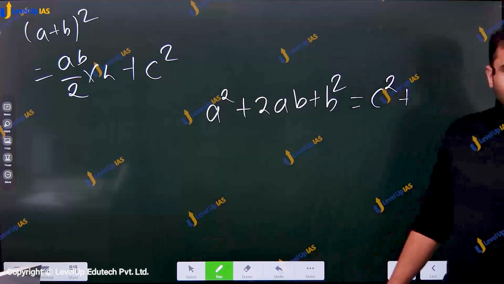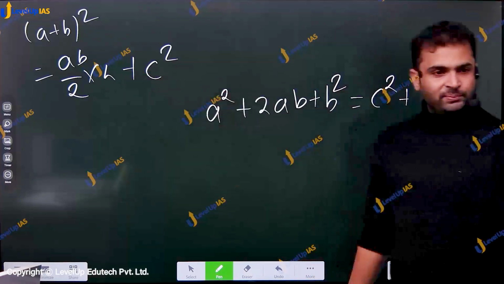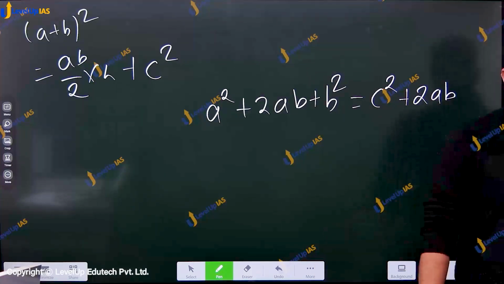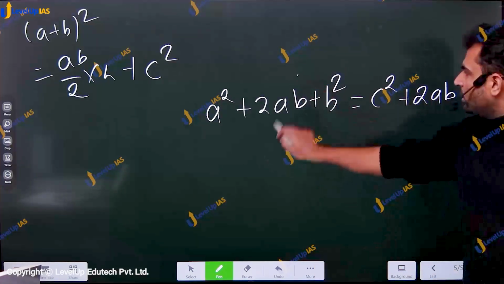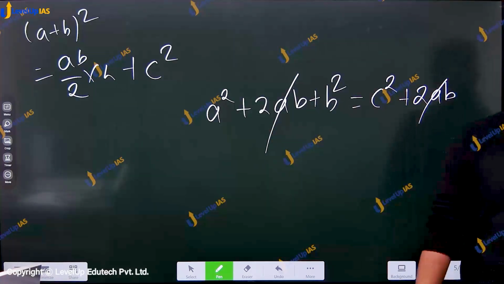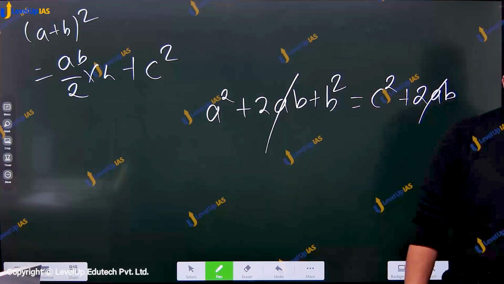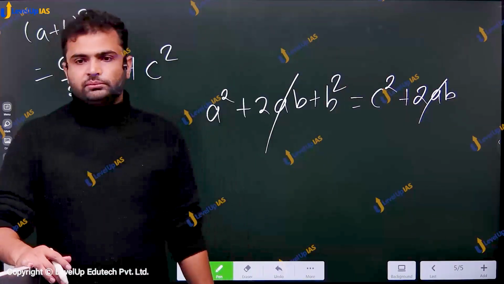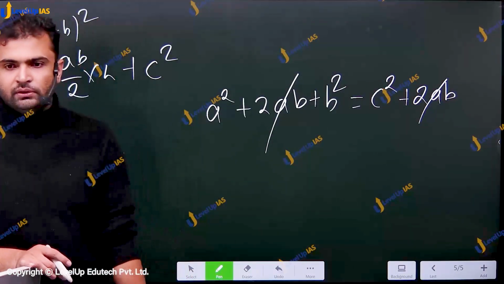And 4 into AB by 2 is 2AB. 2AB cuts. What do we get? A square plus B square is equal to C square, as required by Pythagoras. Okay?